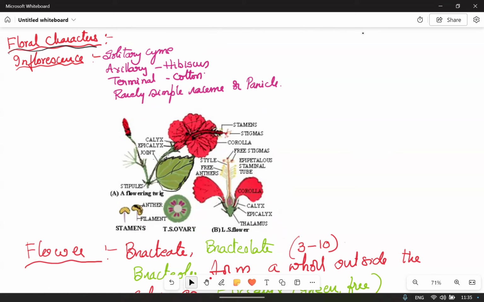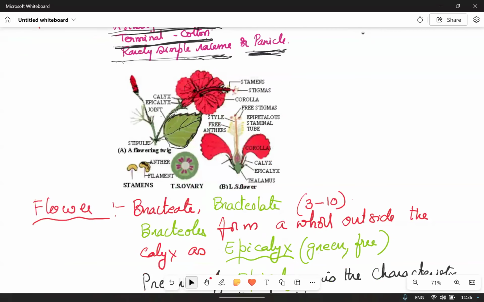But in the case of cotton, Gossypium, terminal in position. Remember, solitary cyme. In cymose inflorescence, we have solitary cyme, simple cyme, monochasial cyme, dichasial cyme, polychasial cyme. So here we are seeing solitary cyme, axillary in position in hibiscus, terminal in the case of Gossypium or cotton. Rarely we can see the simple raceme also, or panicle. What is panicle? Simple raceme means unbranched peduncle, and if it is branched, compound raceme is nothing but panicle. So this is about the inflorescence.